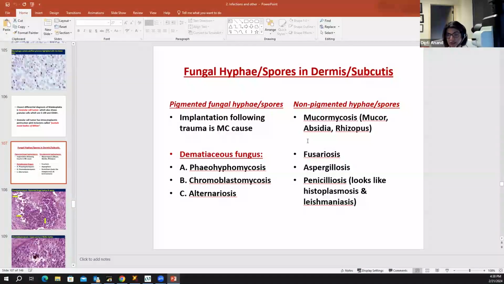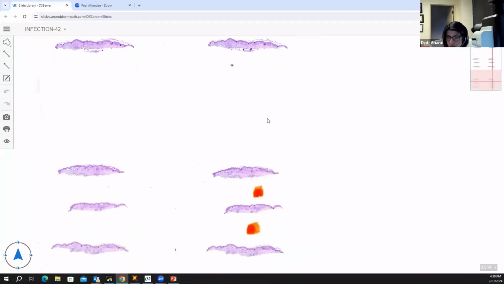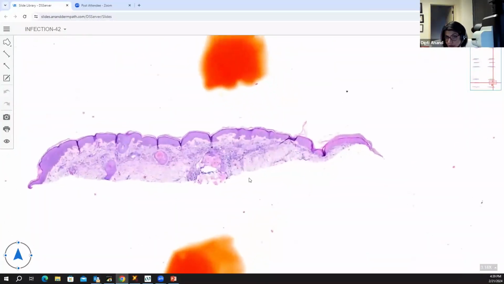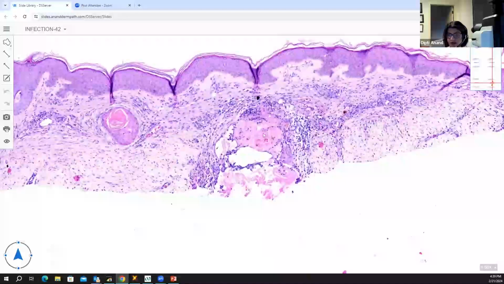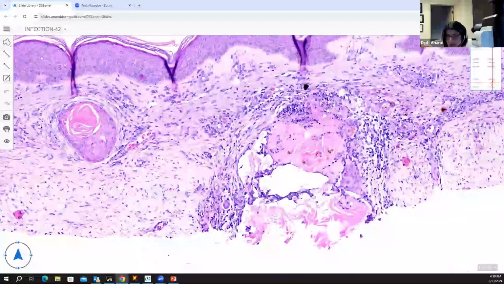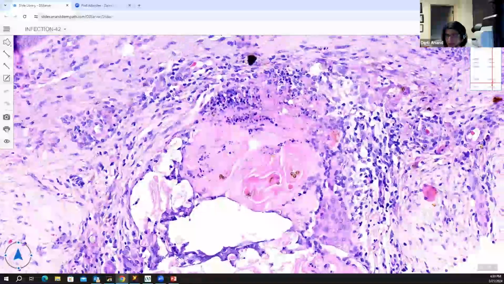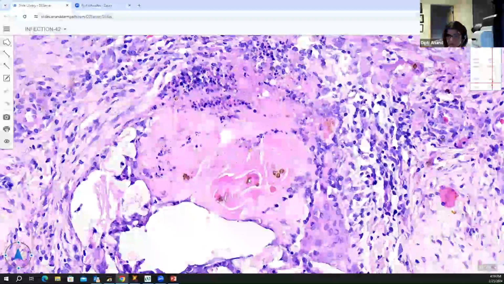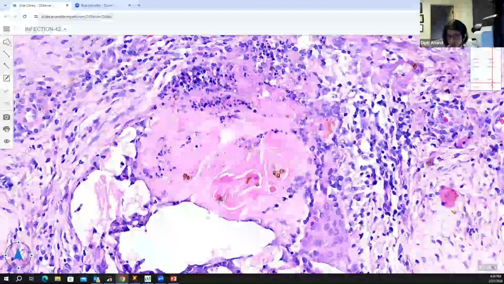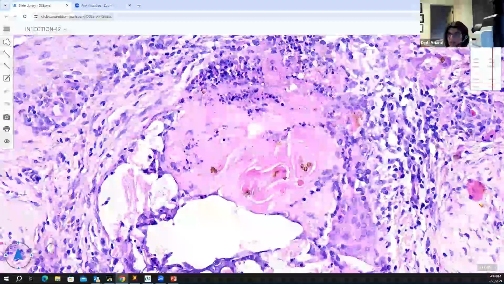If it's non-pigmented, then you come in the category of mucor or largely aspergillus and fusariosis. And we'll talk about penicillosis later. But mucor, fusariosis, and aspergillosis, these are non-pigmented hyphae and spores. So we'll talk about all of them. If it's pigmented, it's dematiaceous fungus, which could be pheohyphomycosis, chromoblastomycosis, or alternaria infection. Dematiaceous fungus commonly occurs at the site of trauma. So you may see evidence of that from scar and hemorrhage and chronic blood and hemosiderin. But then amongst all that inflammatory infiltrate, you see these pigmented hyphae and spores. So this is pheohyphomycosis occurring at the site of trauma in here.